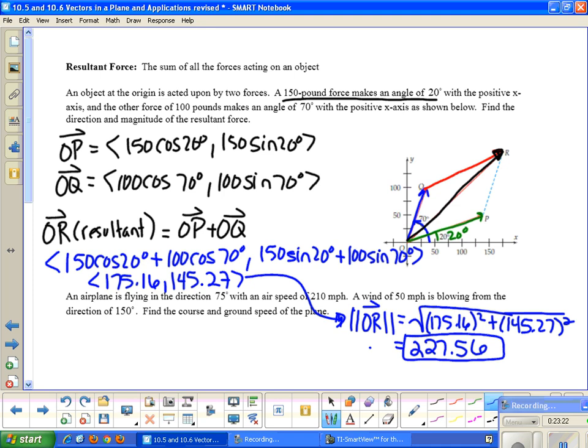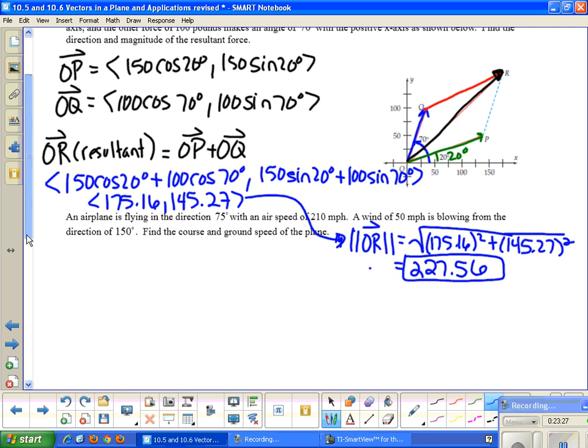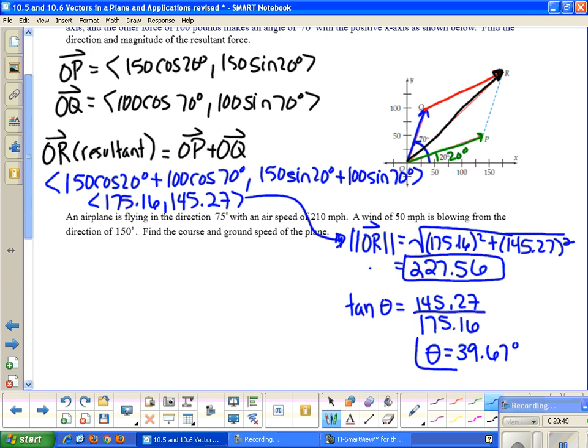And then we want to find the direction. So to find the direction, remember you just take your new components and you're going to take the tangent of dividing the y over the x coordinate. So the tangent of theta would be equal to 145.27 divided by 175.16, and then do the tangent inverse of that, and you end up with theta being equal to 39.67 degrees. So the direction would be 39.67 degrees, and the magnitude is 227.56.